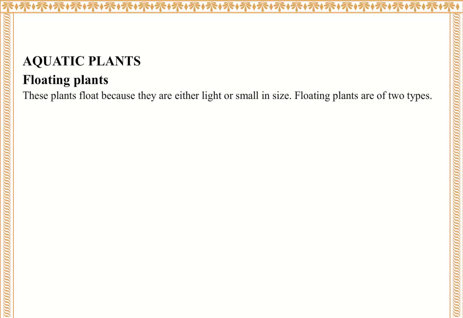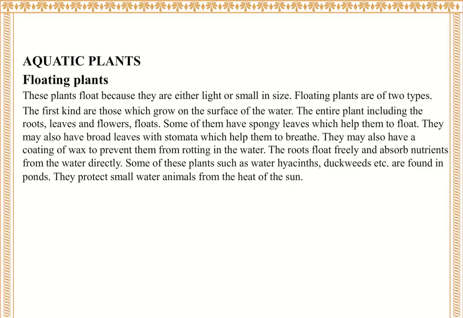Floating plants are of two types. The first kind are those which grow on the surface of the water. The entire plant, including the roots, leaves, and flowers, floats. Some of them have spongy leaves which help them to float. They may also have broad leaves with stomata which help them to breathe.